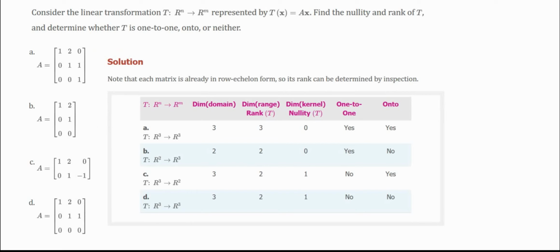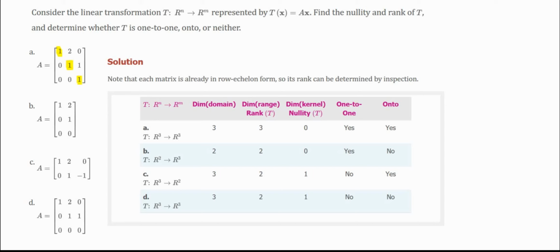Now here is just a diagram to conclude everything. What they're doing is looking at these four matrices over here, trying to determine the nullity and the rank, and determine whether or not T is one-to-one, onto, or neither. So let's first look at this and see if we can get the rank. The rank would be looking at the matrix once it has been reduced, and these have been reduced. So you look at the leading ones on the main diagonal.